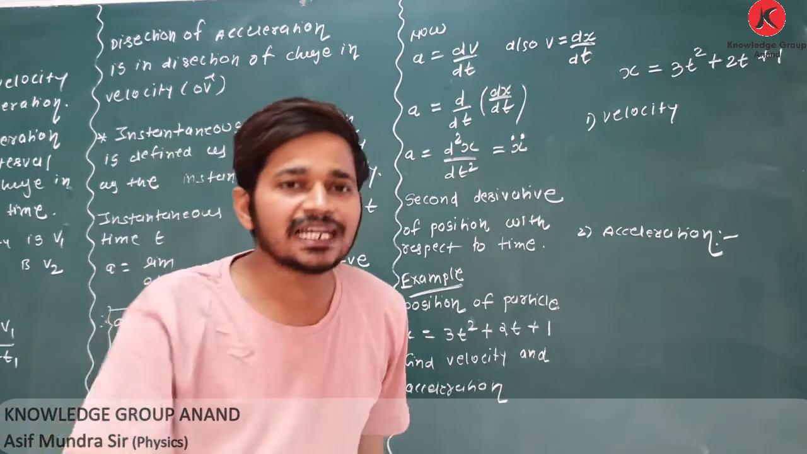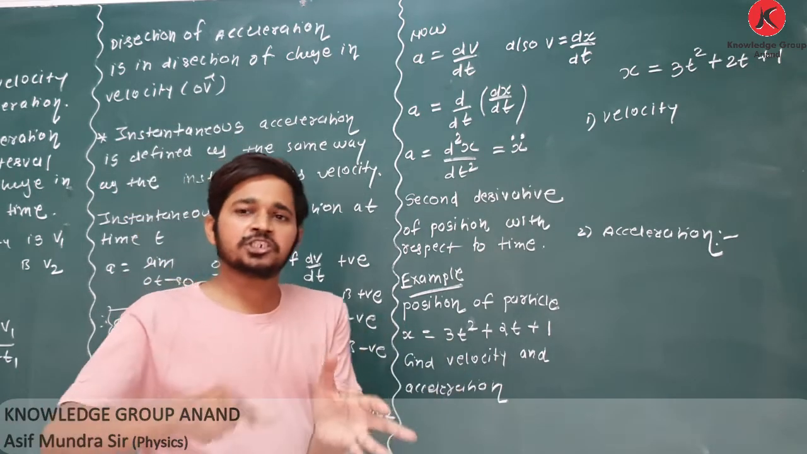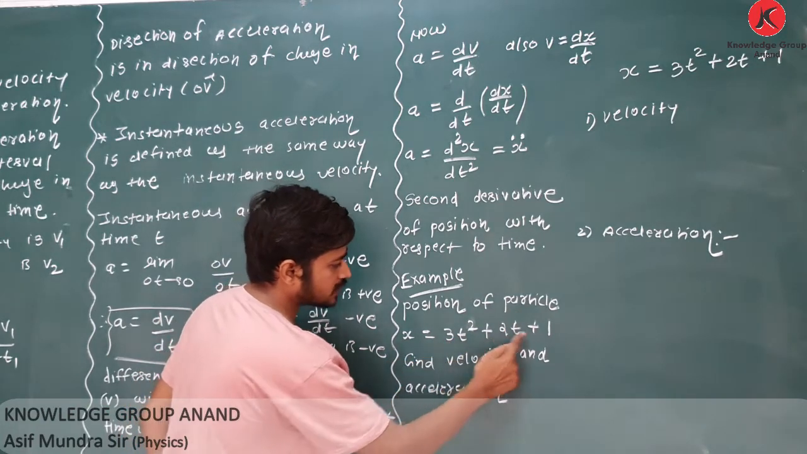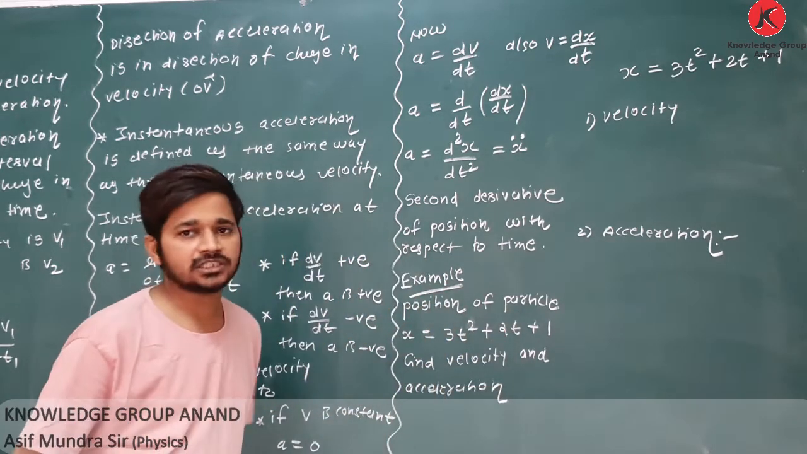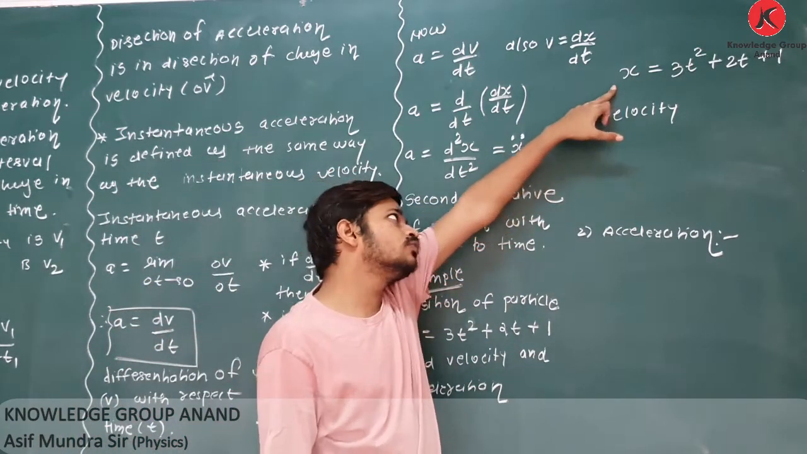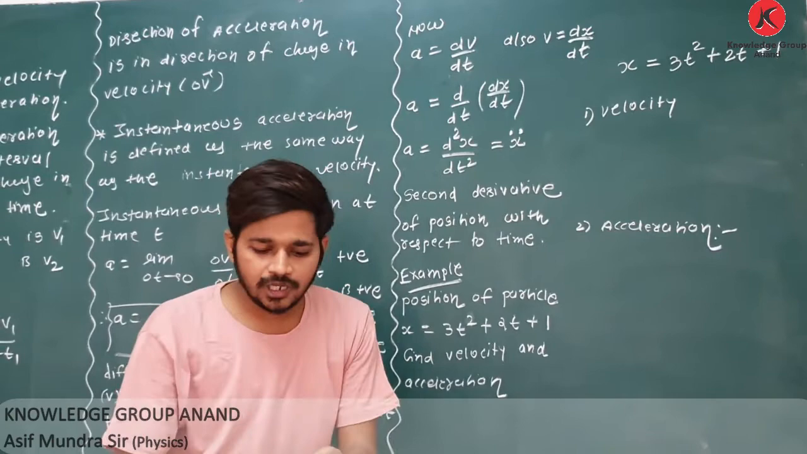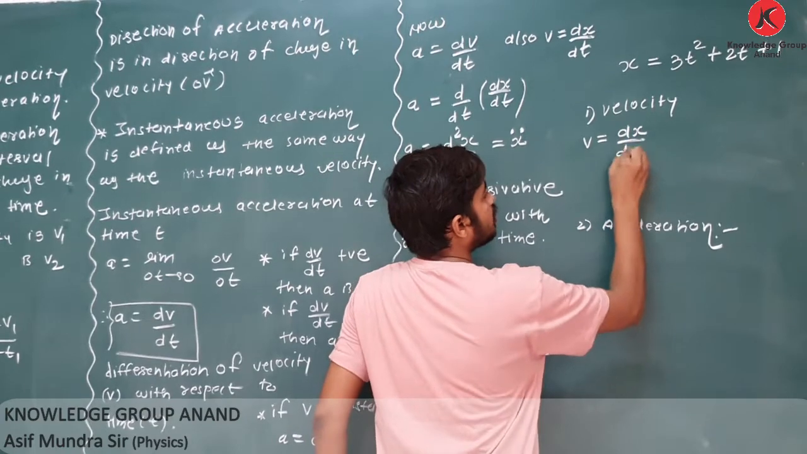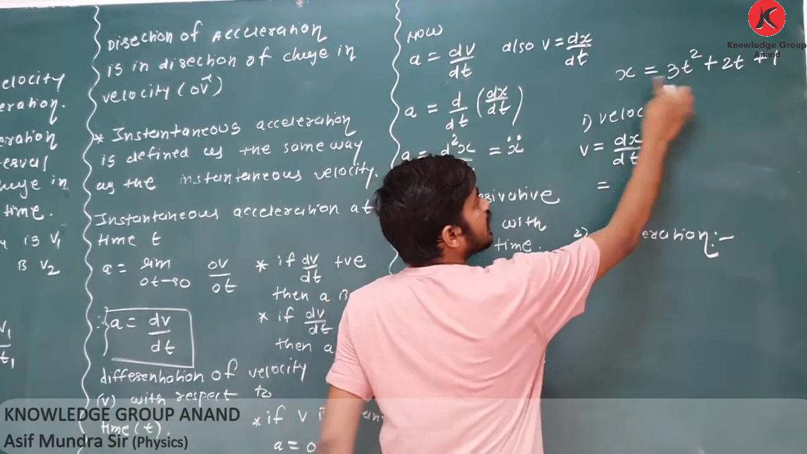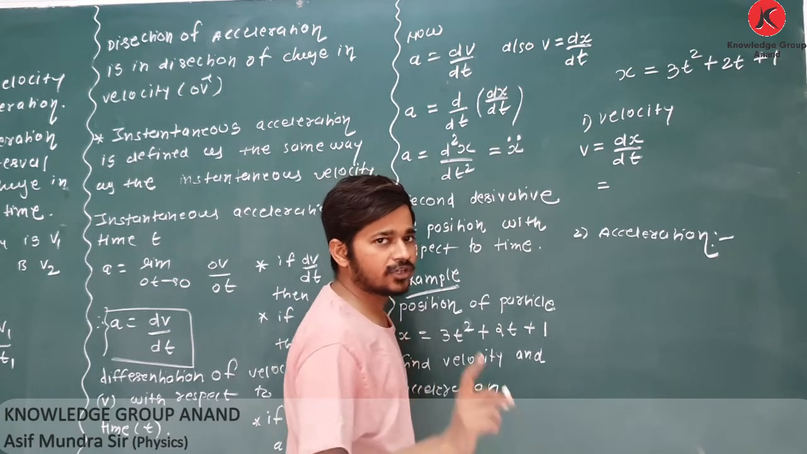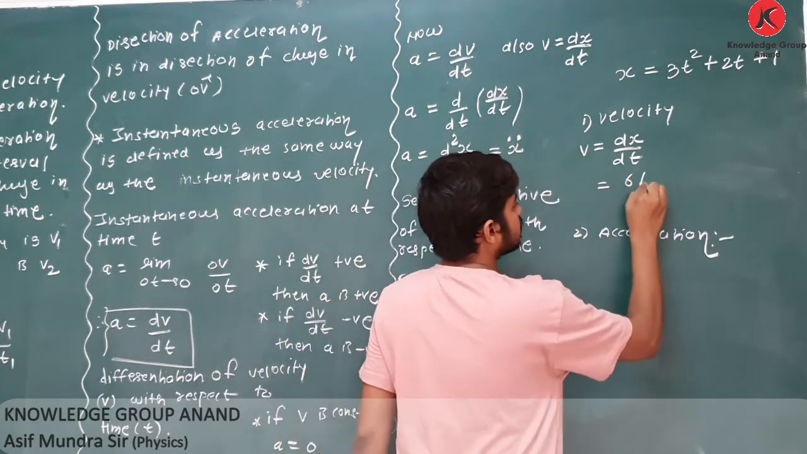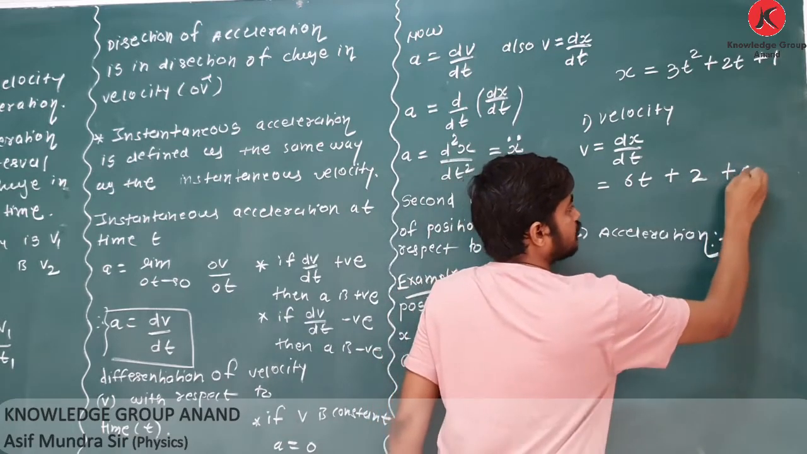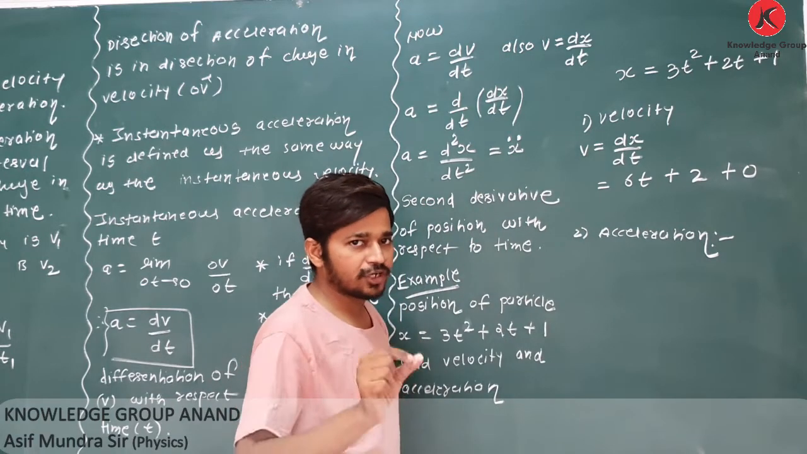Now with the help of one example, we will understand how to find velocity and acceleration if you are given position. See, position of a particle x is equal to 3t square plus 2t plus 1. Find velocity and acceleration. Velocity, how to find velocity? You know, v is equal to dx upon dt, so differentiation of 3t square. What is differentiation of 3t square? 6t. Yes, very good. What is differentiation of 2t? Only 2. And what is differentiation of 1? 0.